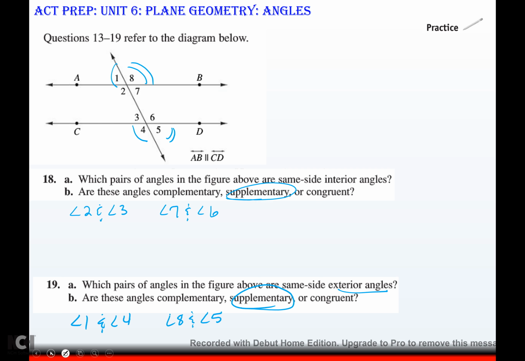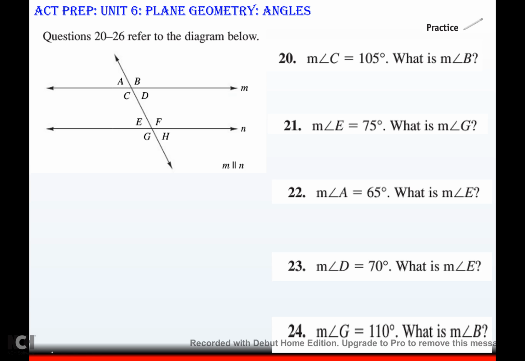Okay? Alright, then it's going to give us some measures, and we have to figure out what other measures are. These are fun, I think. Okay, it says the measure of angle C is 105. What's the measure of angle B? Well, those are vertical angles, which means they're equal, so the measure of angle B has to be the same, which would be 105 degrees.